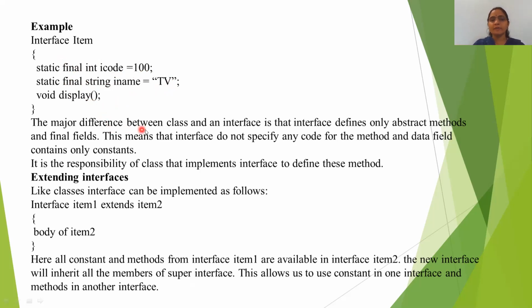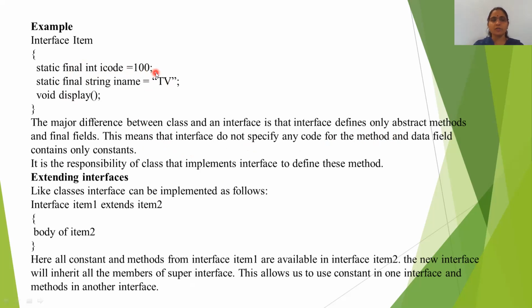What are the major differences between the class and interface? In case of the interface, it defines only abstract methods and final fields. You see, the abstract methods and the final variables. In case of the class, it is not compulsory to declare all the variables as final. This means that an interface does not specify any code for the method and data field, and it contains only constants. As I declared the particular variable as final, it becomes a constant. Means you cannot change the value of icode from 100 to any new value, 200, 300 or 400.